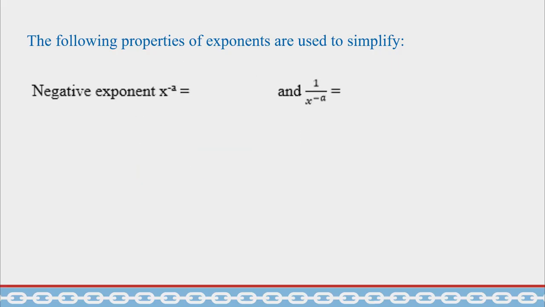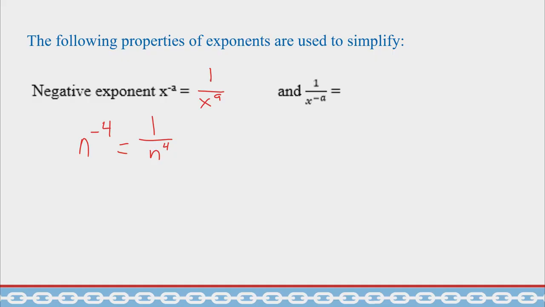Negative exponent property. We cannot have negative exponents in a simplified expression. A negative exponent means that it is on the wrong side of the fraction bar. So that's going to come down here. So if I have n to the negative 4, that means it's going to be 1 over n to the 4th. So in your simplified form, you cannot have negative exponents.